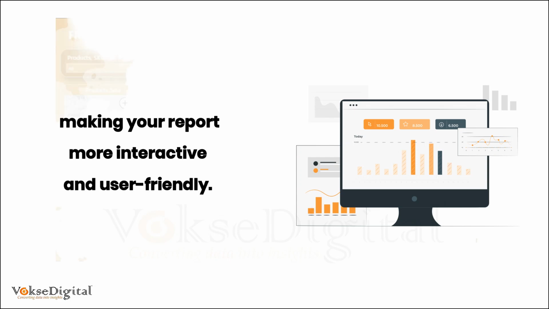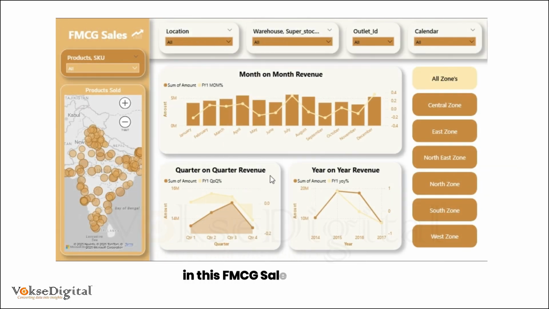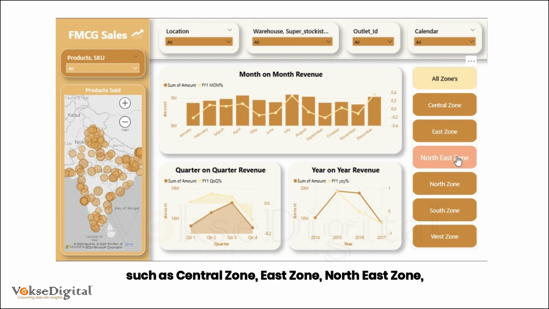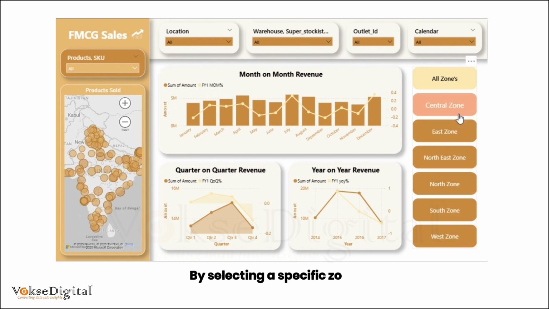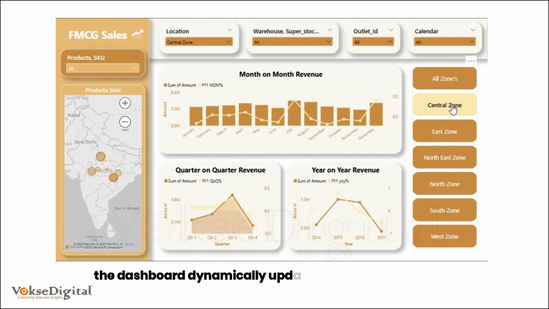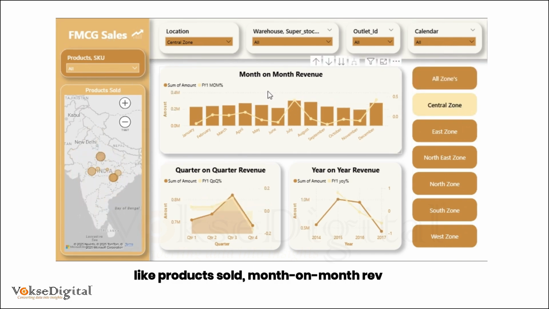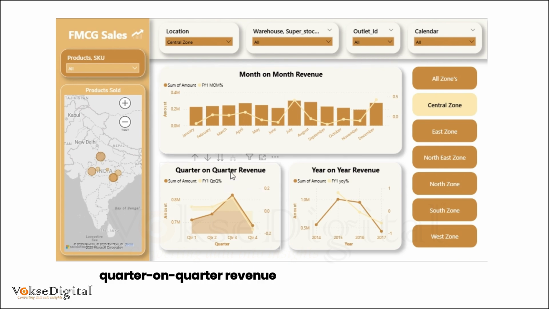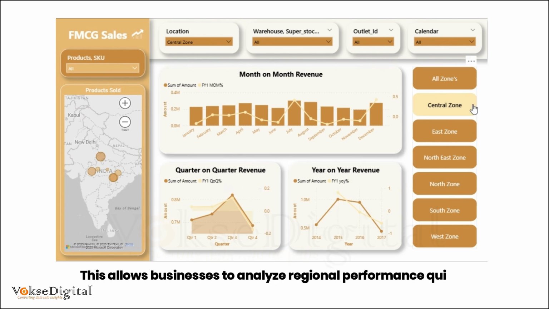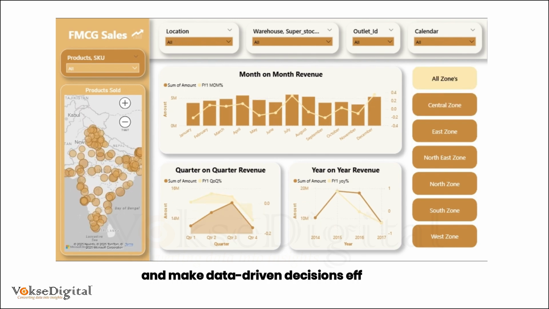and user-friendly. For example, in this FMCG sales dashboard, the Bookmark Navigator is used to switch between multiple zones, such as Central Zone, East Zone, Northeast Zone, North Zone, South Zone, and West Zone. By selecting a specific zone, the dashboard dynamically updates to display key metrics like products sold, month-on-month revenue, quarter-on-quarter revenue, and year-on-year revenue. This allows businesses to analyze regional performance quickly and make data-driven decisions efficiently.